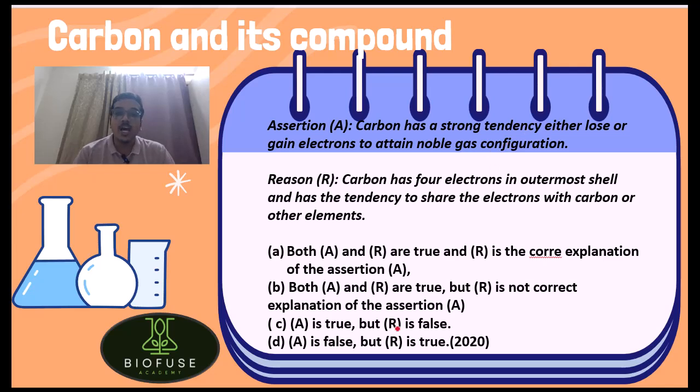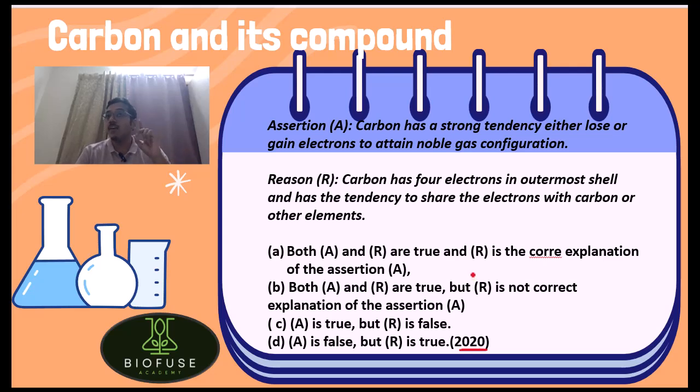This question was asked in the board exam of 2020. It is an assertion reason question. I will read out the statements. The assertion given is: carbon has a strong tendency to either lose or gain electrons to attain noble gas configuration. The reason given is: carbon has 4 electrons in its outermost shell and it has the tendency to share the electrons with carbon and other elements.